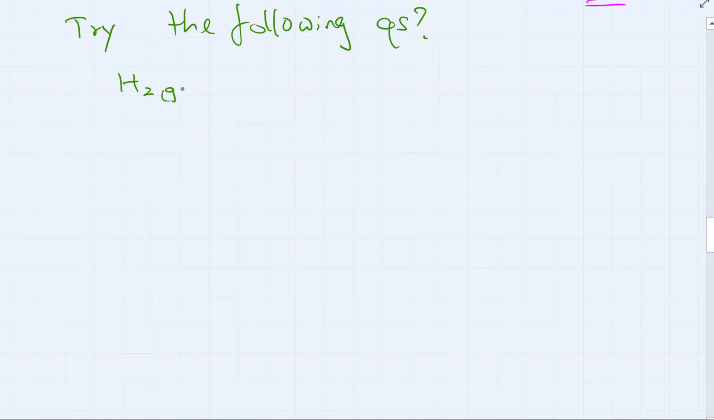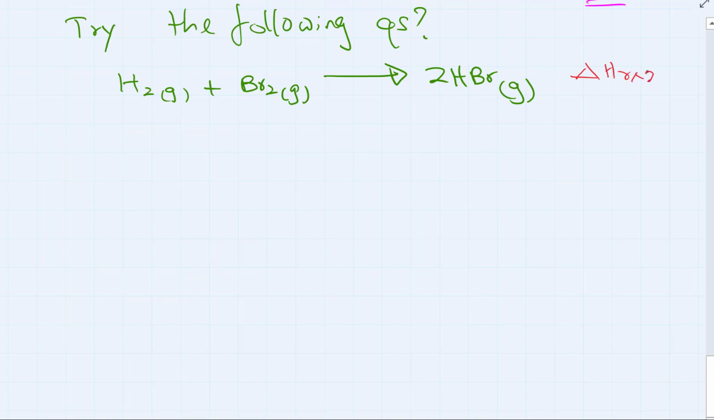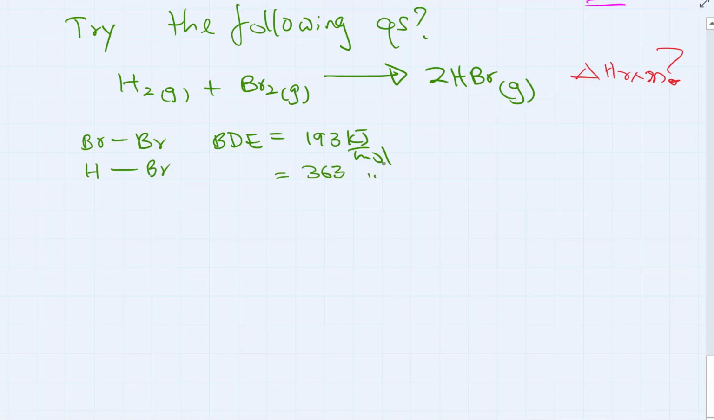So I'll give you another question to try. H2 plus Br2 gives you 2 HBr gas. It's similar to one of the questions I did. You're looking for the delta H of the reaction, and you can do it 2 ways, right? You can use the formation enthalpies, or you can use the bond dissociation energies. In this case, you need the Br to Br bond, which is 193 kilojoules per mole. And you also need the HBr bond dissociation energy, which is 363. Okay, good.